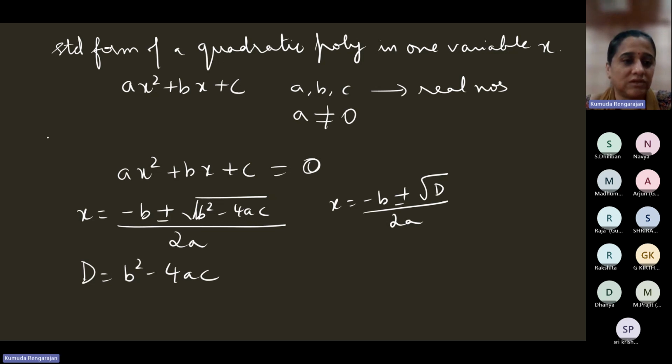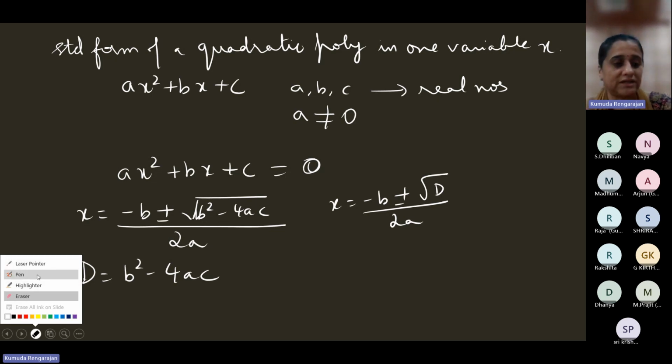Supposing the quadratic equation given to you is 3x squared minus 5x minus 5, don't write the standard form as ax squared minus bx minus c. The standard form is ax squared plus bx plus c is equal to 0. So on comparing, a is 3, b is minus 5, c is minus 5. On comparing the given quadratic equation with the standard form, you can obtain the values of a, b, and c, and then work out b squared minus 4ac.